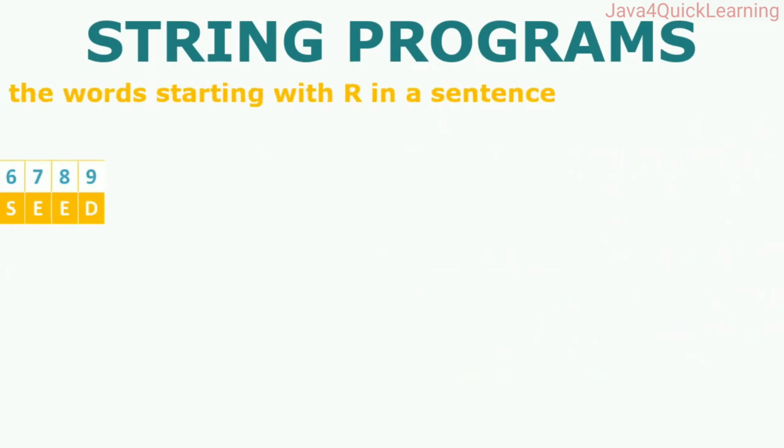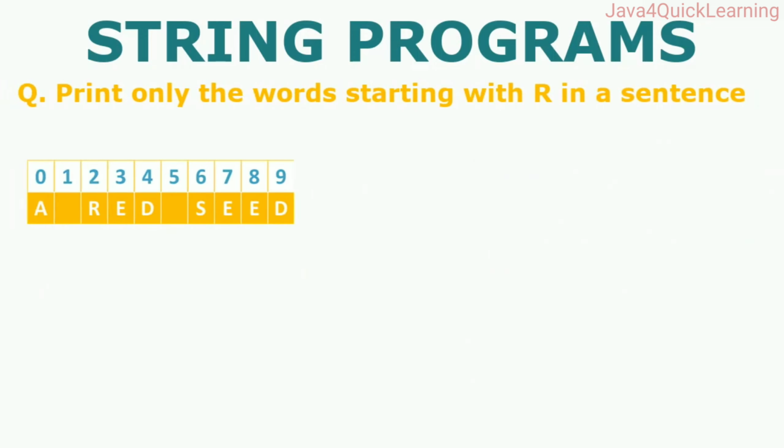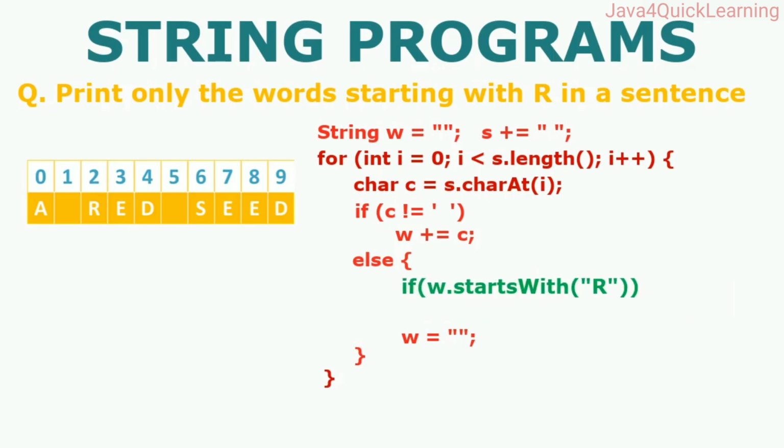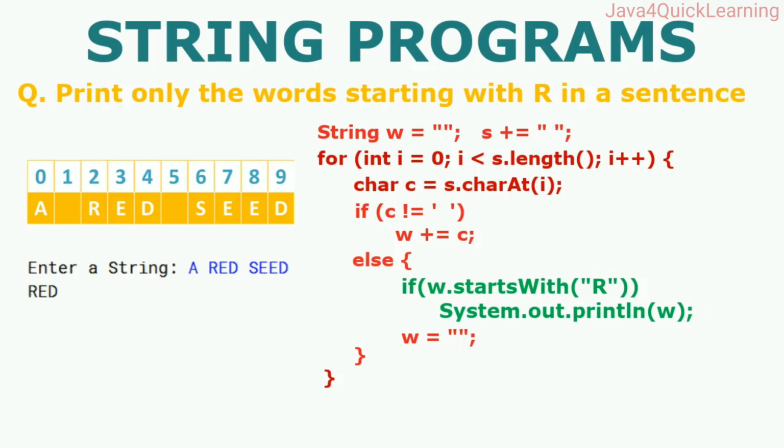Now what if the program was to print only the words starting with R? In that case, we will again take our template. Now every time we get a word, we put an if condition where we will use the startsWith function to check if the word starts with R. If yes, then we will print it. This will give the output and the desired program.